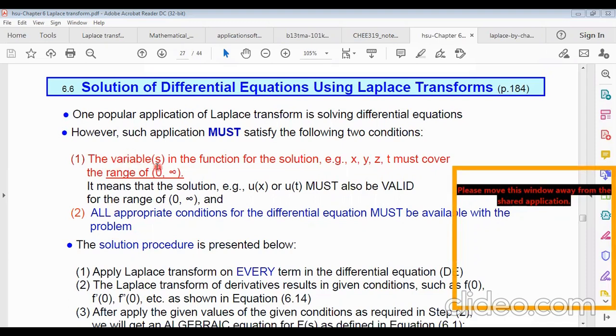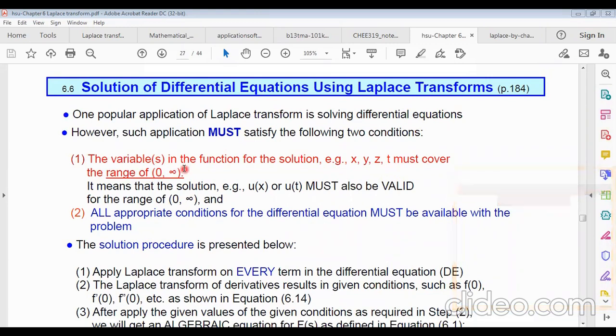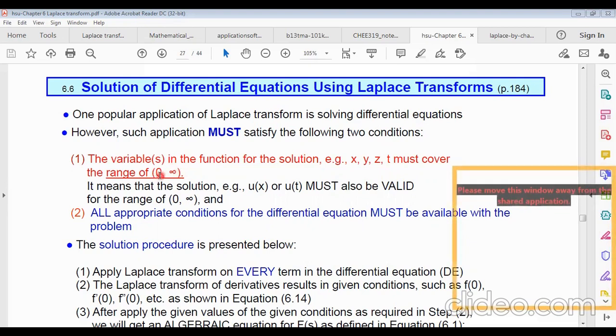One is that the variable in the function of the solution, for example x, y, z, t, or any other variable, must cover the range 0 to infinity. Because we know from the definition of Laplace transformation, the integral lies between the 0 limit and the infinite limit. It means that the solution, for example u of x or u of t, must also be valid for this range. That means the given function will be integrable on this range.